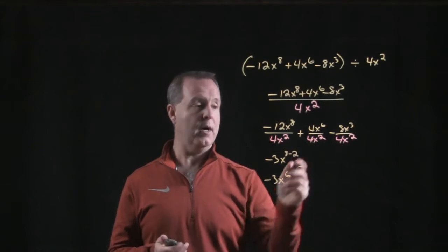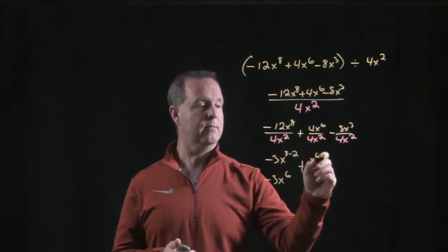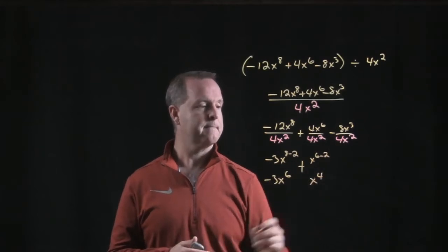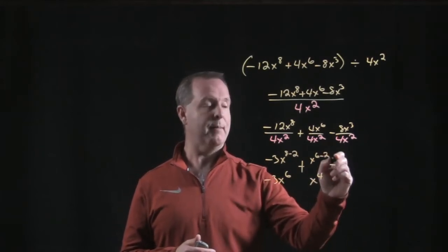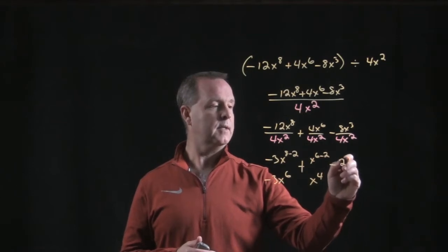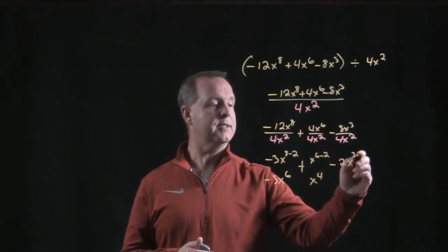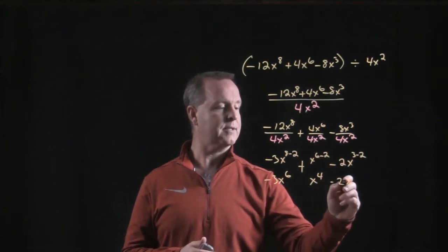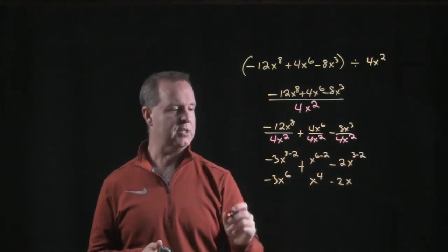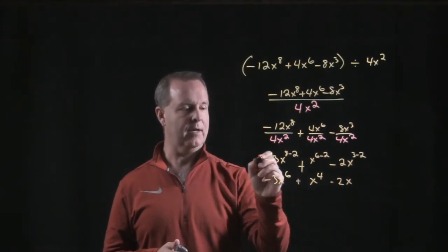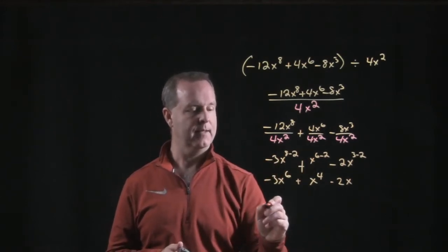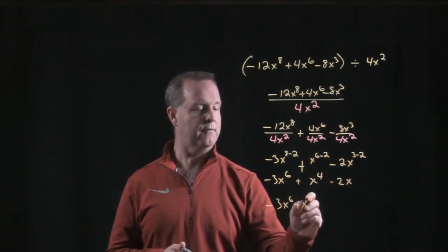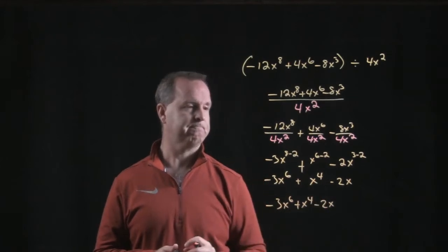4 divided by 4 is a 1, so I'm left with x to the 6th minus 2, which produces x to the 4th. And then subtracting 8 divided by 4 is a 2. x to the 3 minus 2, which produces a negative 2x to the first. And then let's just clean that up a little bit. I'm left with 3x to the 6th plus x to the 4th minus 2x.